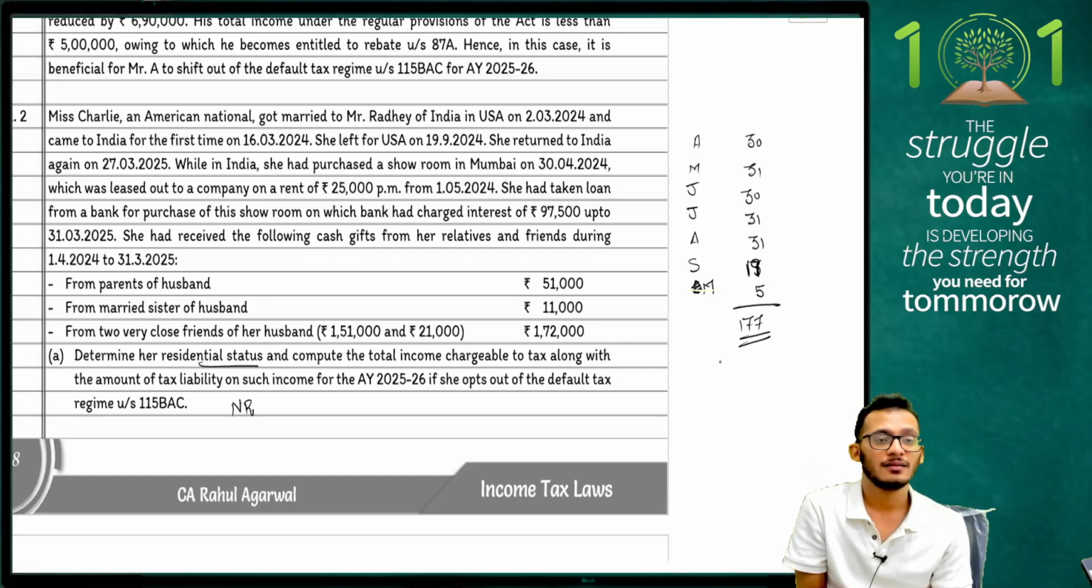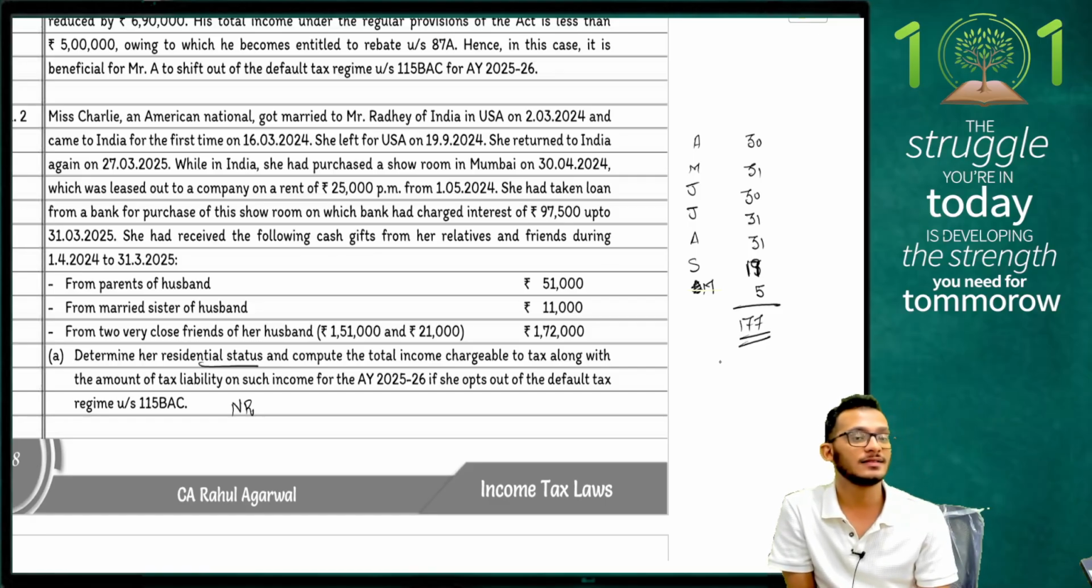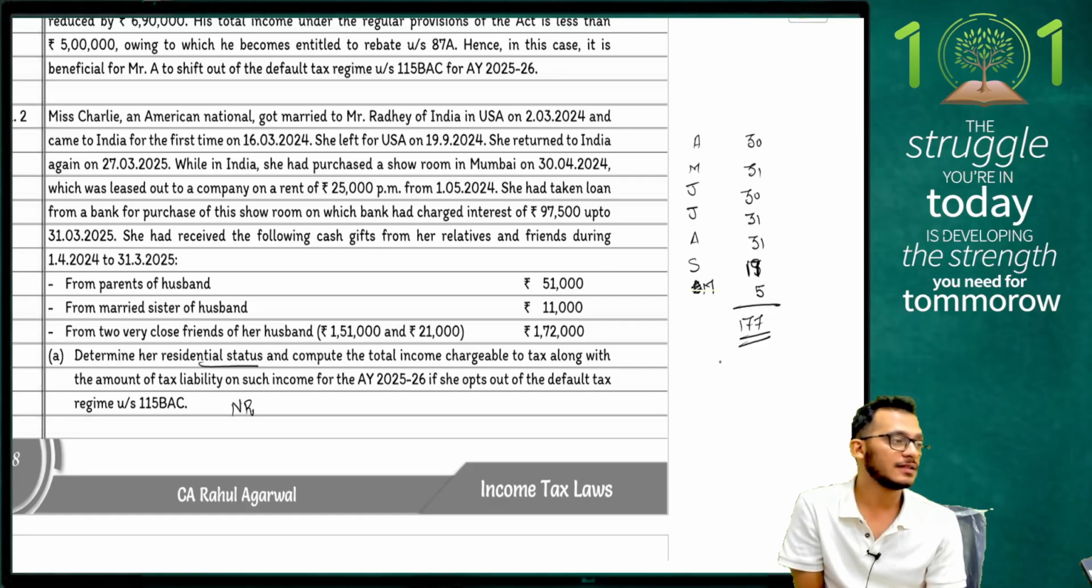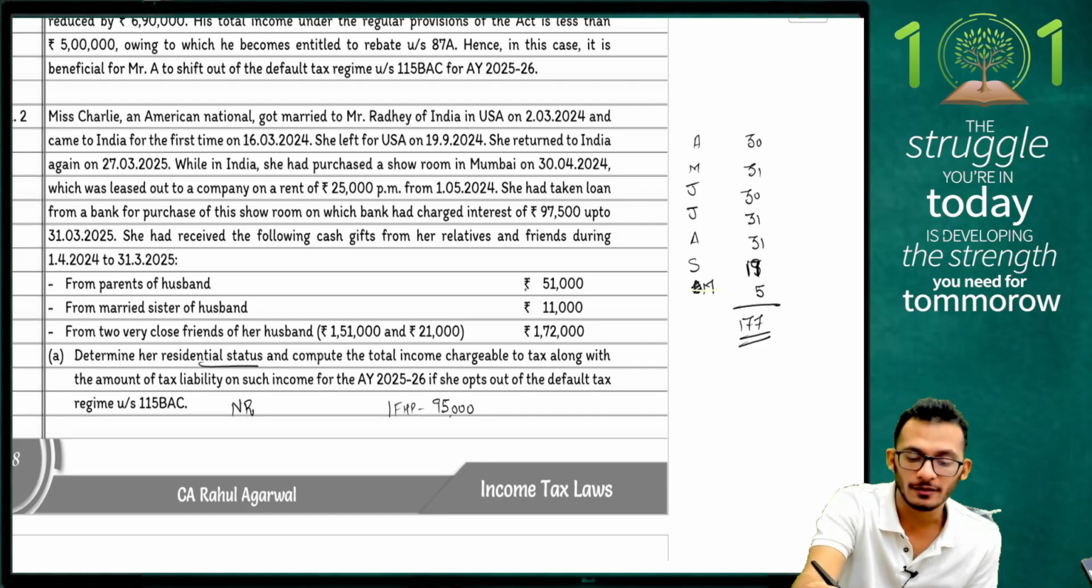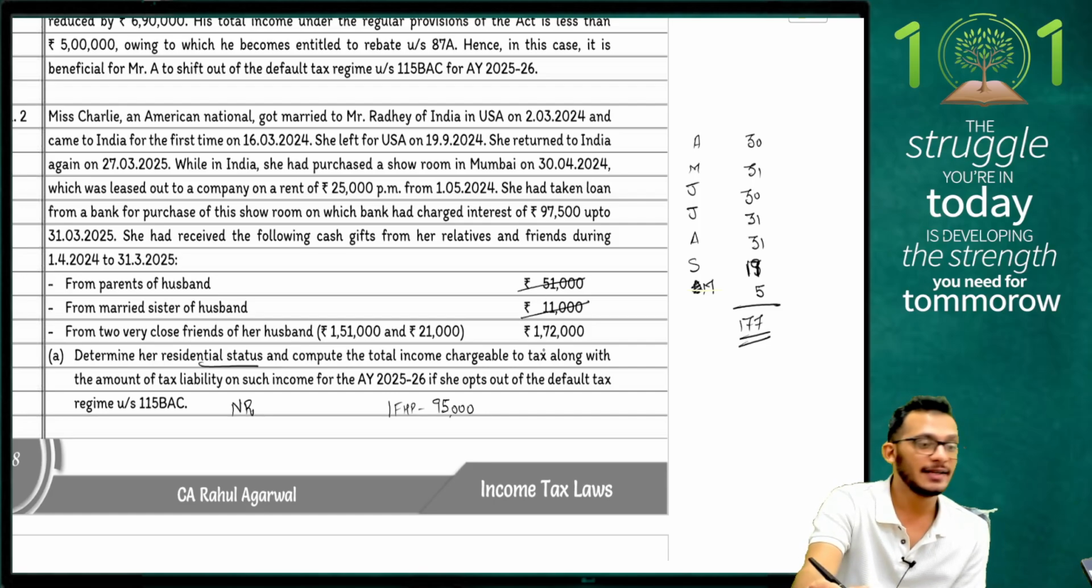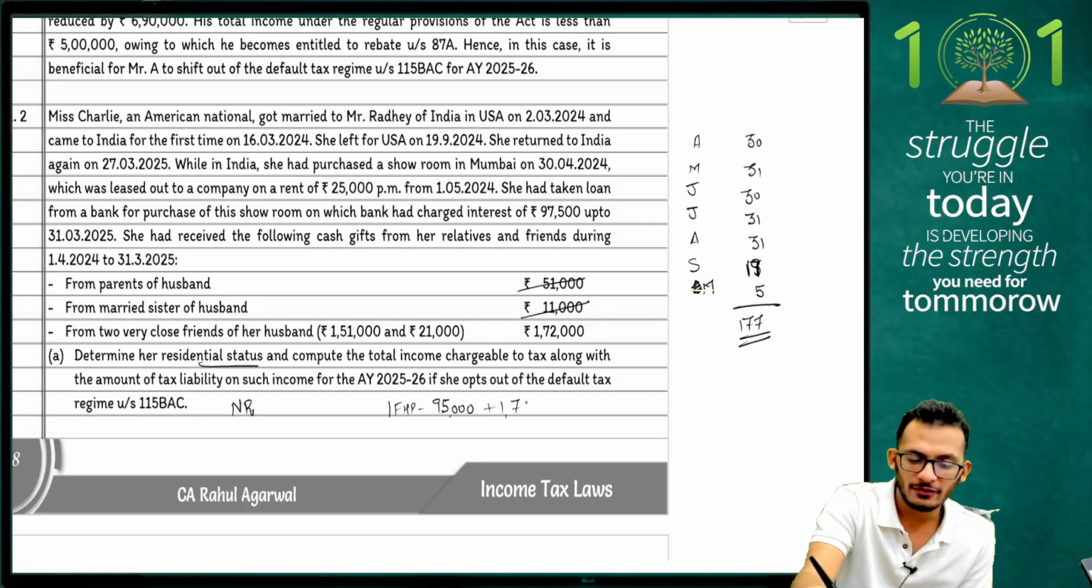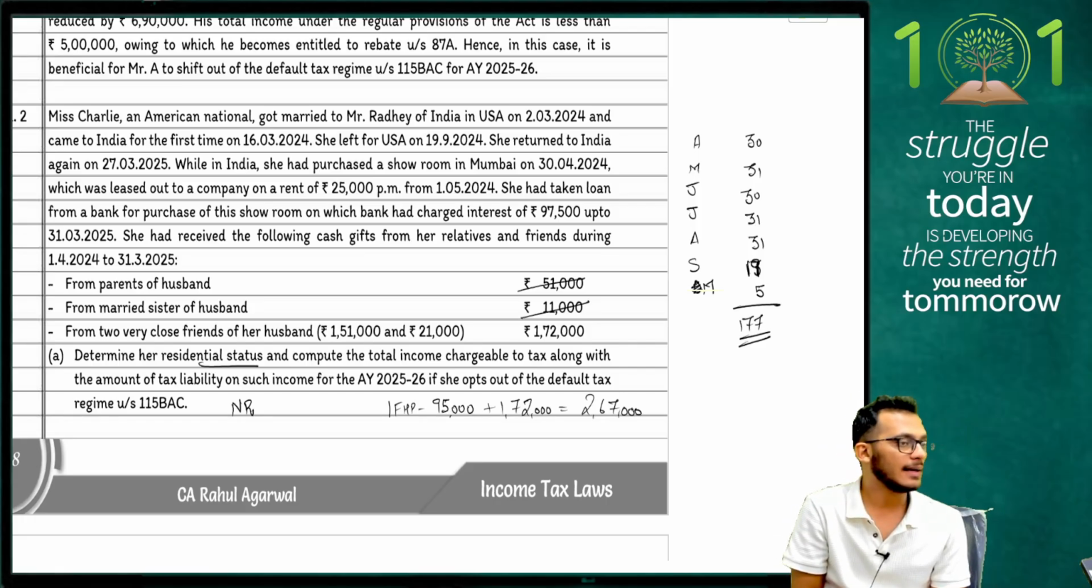Income from house property: 2,75,000 minus 30% minus 97,500. 95,000 is my income from house property. What else did she receive? She received the following gifts: 51,000 exempt, 11,000 exempt, 1,72,000 taxable. So it is 95,000 plus 1,72,000. Answer is 2,67,000.